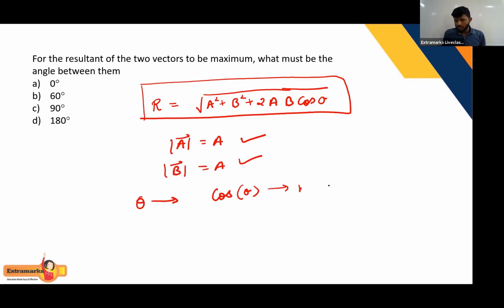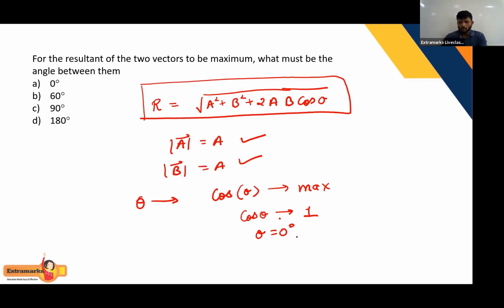Now can you tell me what is the maximum value of cos theta? Yeah, that's true. Cos theta maximum value is 1. So I can say theta equals 0 degree. It means when both the vectors are in the same direction, you will get the resultant to be maximum. Similarly, if they ask for minimum, then what is the minimum value of cos theta? You know that all the trigonometric functions, cos theta and sin theta, both have maximum value +1 and minimum value -1. So in that case the angle between the vectors is 180 degree for you to get the minimum.